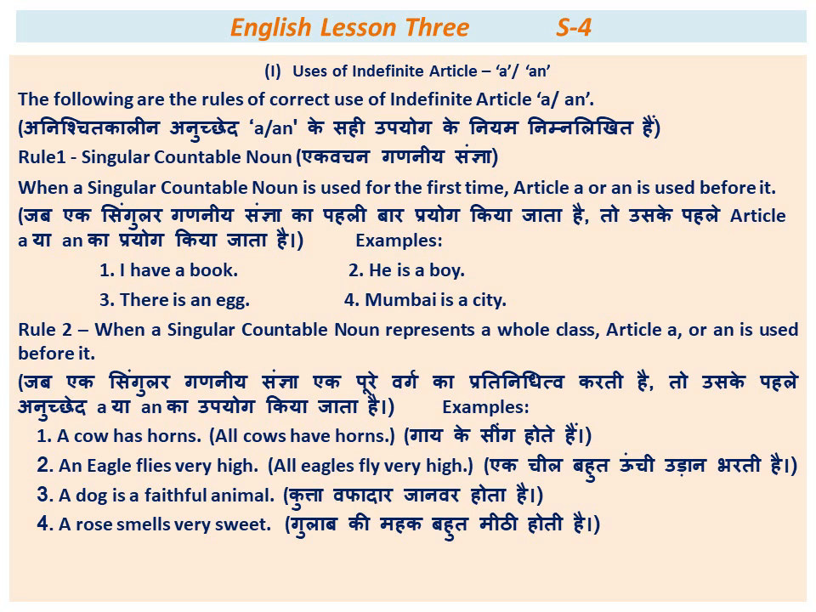A dog is a faithful animal. Dog spelling starts with D. D is a consonant. That's why article a is used here. So whenever any word starts with a vowel, then an article is used. At the same time, when a word starts with a consonant spelling, then article a is used everywhere. So keep this basic in your mind so that you'll be able to understand the English language correctly. Now we move to our next slide, slide number 5.